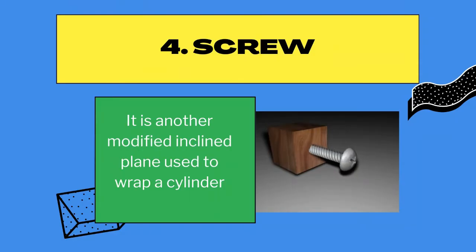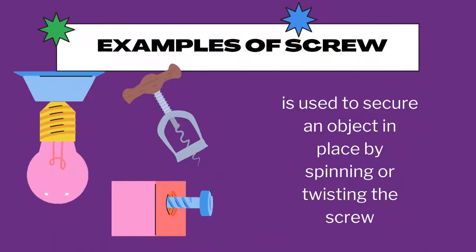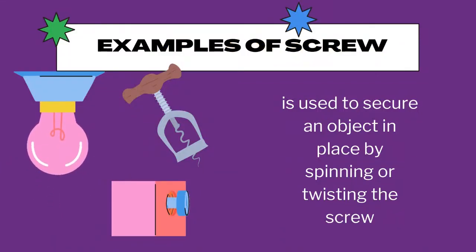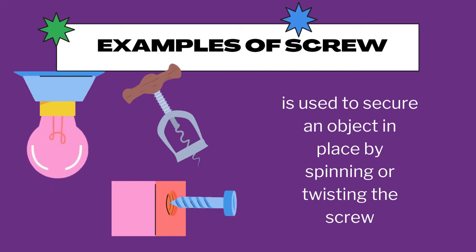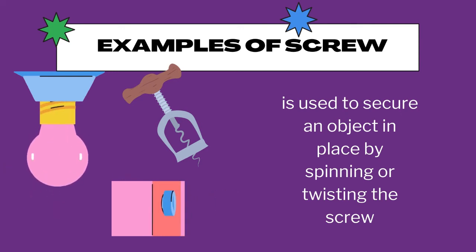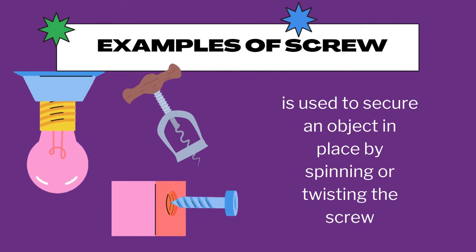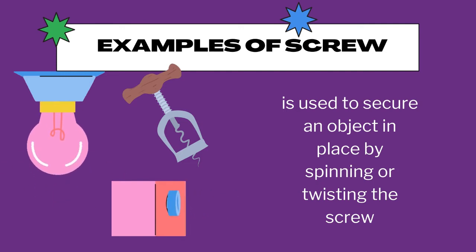Next, the screw. It is another modified inclined plane used to wrap a cylinder. Some examples of screw: we have the wine opener, the screw, and the light bulb. It is used to secure an object in place by spinning or twisting the screw.